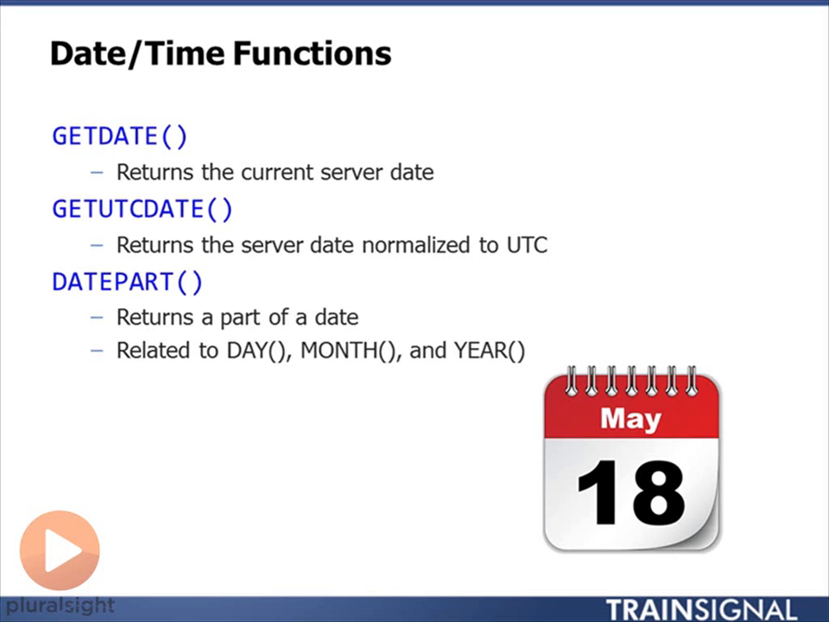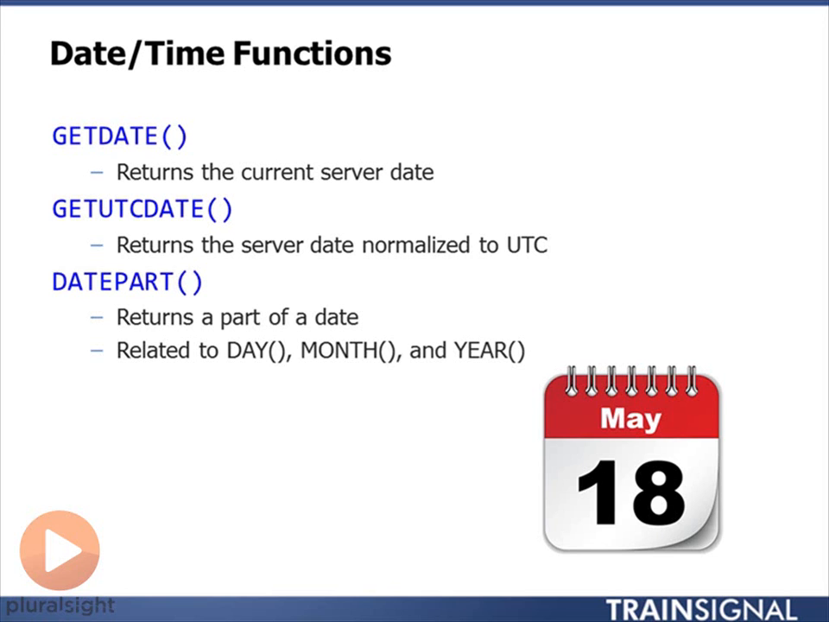The couple of basic ones right away are getDate and getUTCDate, where getDate will get me the current server date, while getUTCDate will get me, again, the current server date, but it will convert that to Universal Time, or sometimes known as Zulu time. DatePart, on the other hand, will return back the part of a date. Now, it's directly related to day, month, year, and personally, that's what I find myself using. I think that reads a little bit better.